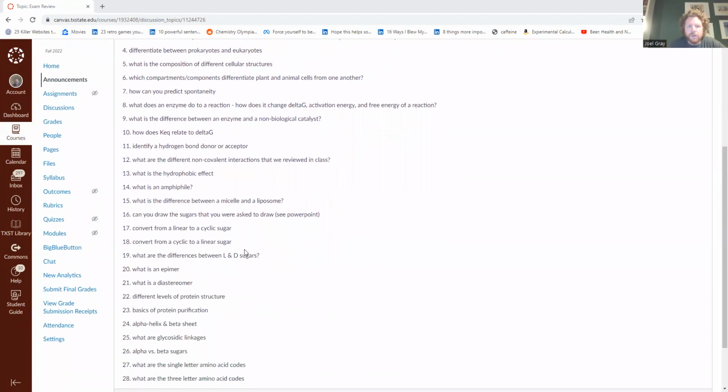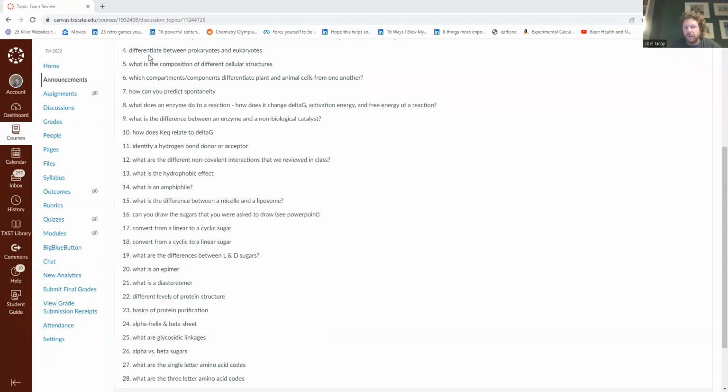Then, there's a good bit of background material that we discussed, and I would definitely look at my PowerPoints. Differentiate between a prokaryote and a eukaryote. What are the biggest differences? Then what are some of the more subtle differences? Looking at the structure of a prokaryotic cell, how does that differ from a eukaryotic cell? Then we also looked at plant cells versus animal cells. How do those differ from one another? Are there organelles within a plant cell that are not in an animal cell?